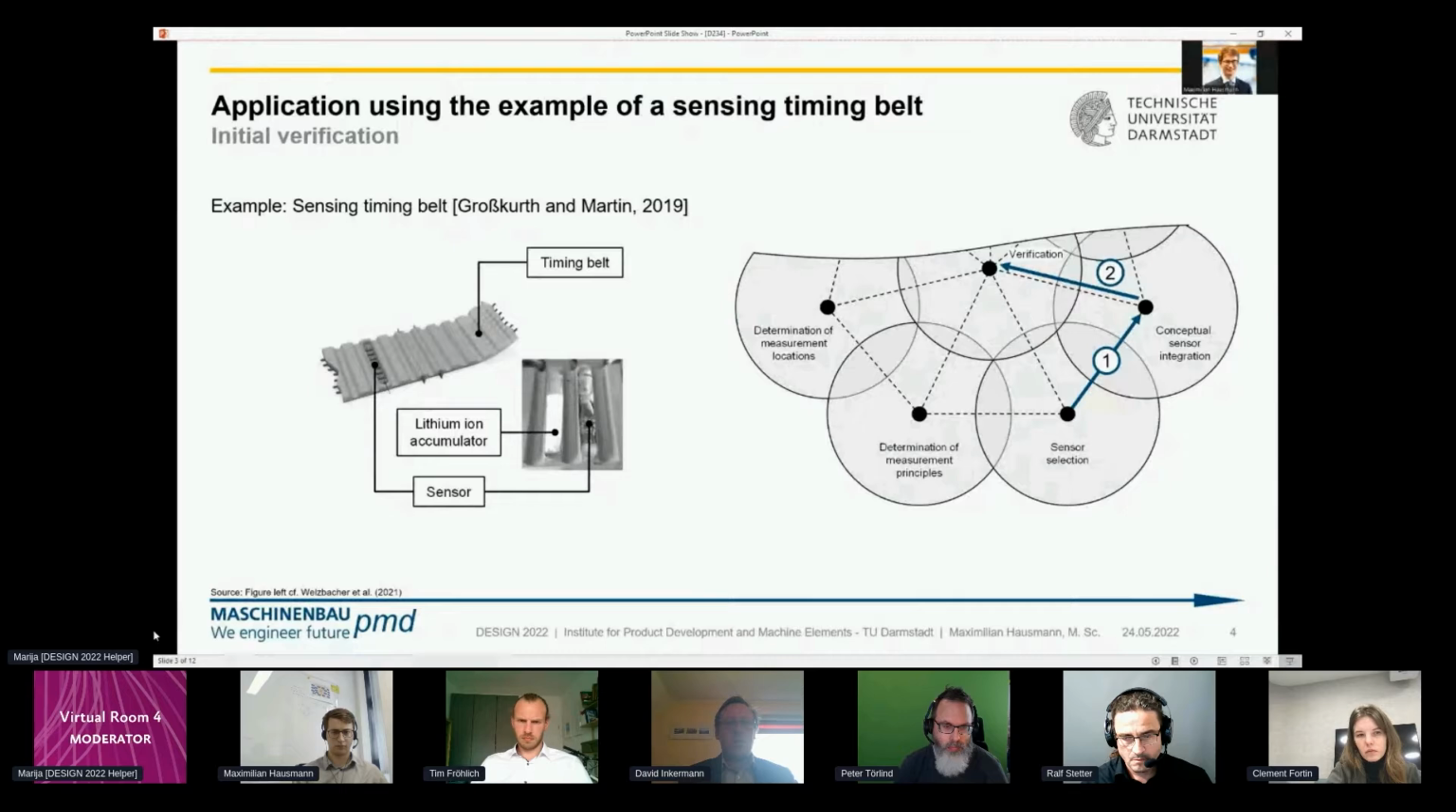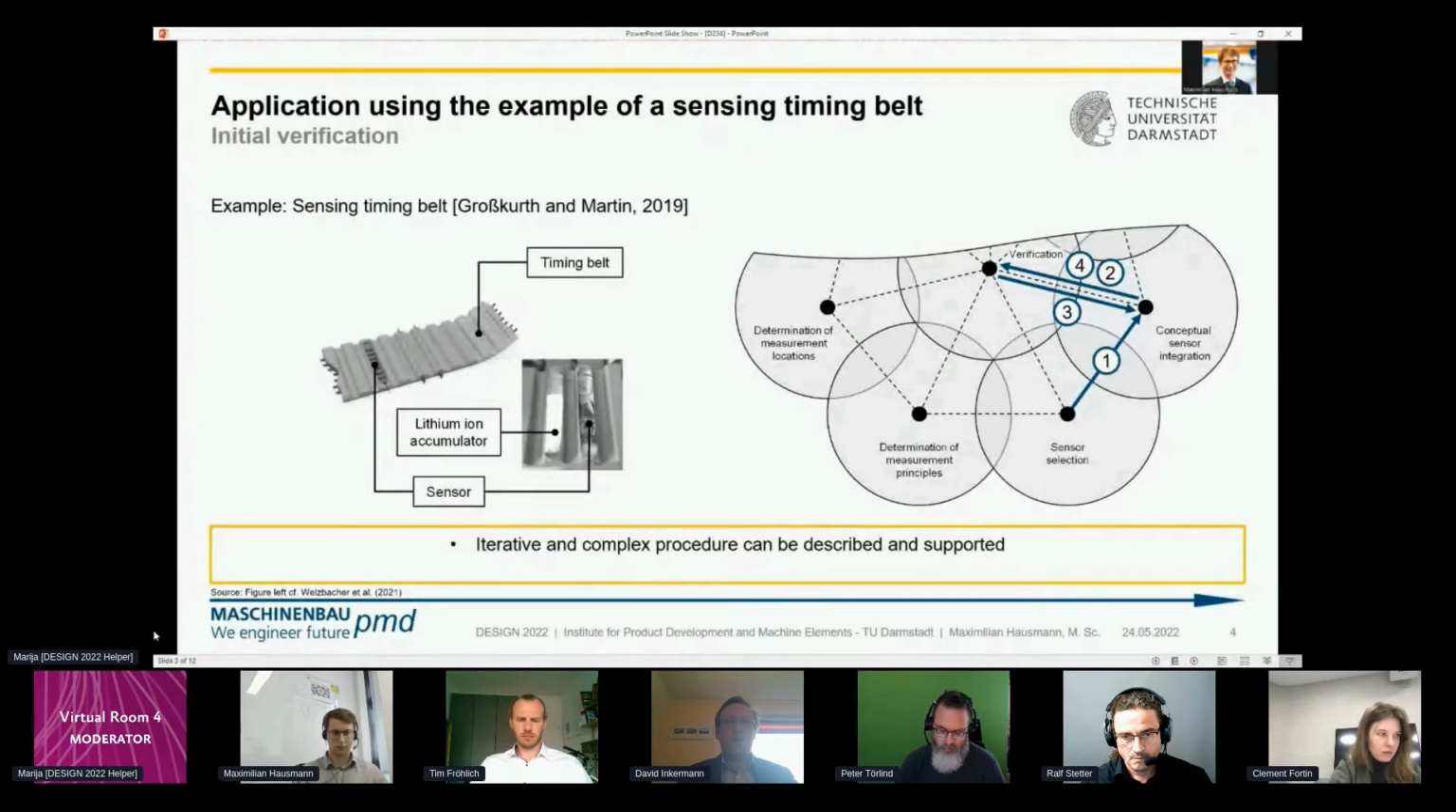The procedure model can now be used to identify a suitable next step. Großgut and Marcin have decided to iterate the integration step and now use an adhesive with more flexible properties to reduce the bending load on the sensor node. In a subsequent further verification, a significantly higher lifetime was observed. The example shows that the iterative and complex procedure for sensor selection integration can be described and potentially supported with the help of the proposed procedure model.